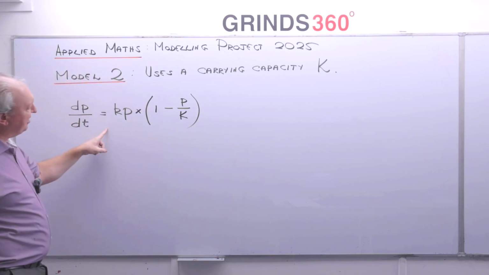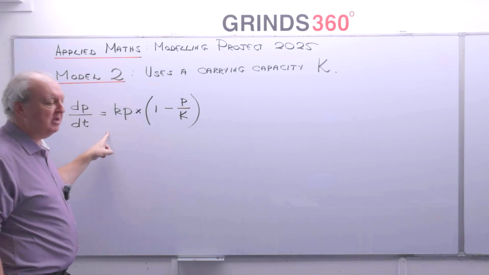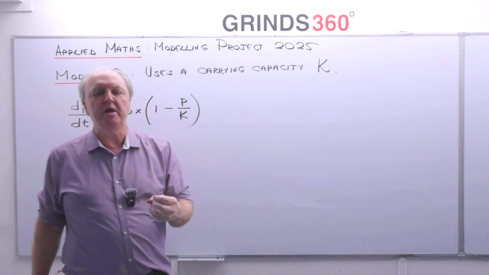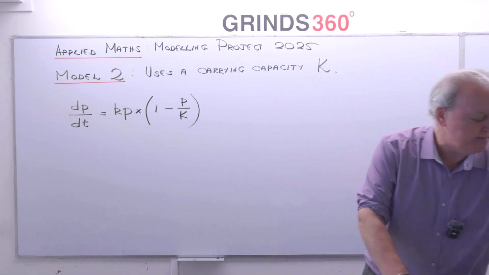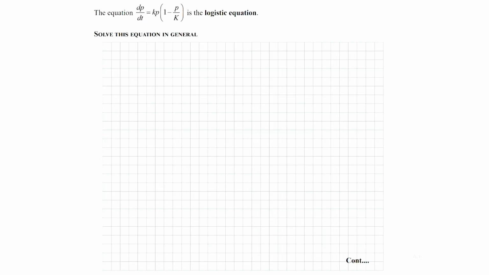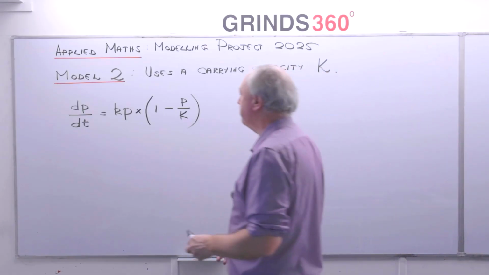So what I want to do is solve that equation for p. And this is probably the hardest thing you're going to do in this particular project. So if you go to your notes, you can see there the equation dp/dt in Model 2 is equal to kp times 1 minus p divided by big K. We call that the logistic equation. So I want to solve that logistic equation. So let's get to it. This is a little bit tricky.